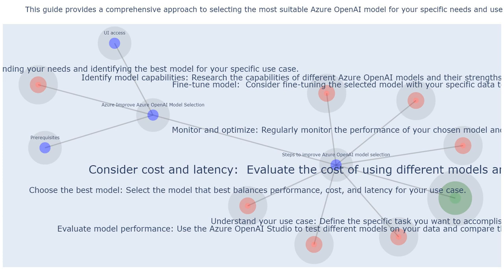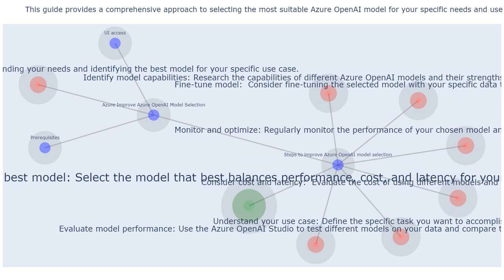Consider cost and latency. This step involves assessing the cost of using different models and their latency performance. Some models might be more computationally intensive, leading to higher costs and longer response times. It is essential to consider these factors in relation to your budget and performance requirements. Evaluate the cost of using different models and their latency performance to meet your requirements. For example, if you are working with a budget-constrained project or require fast response times, you may need to prioritize models that offer a balance between cost and performance.